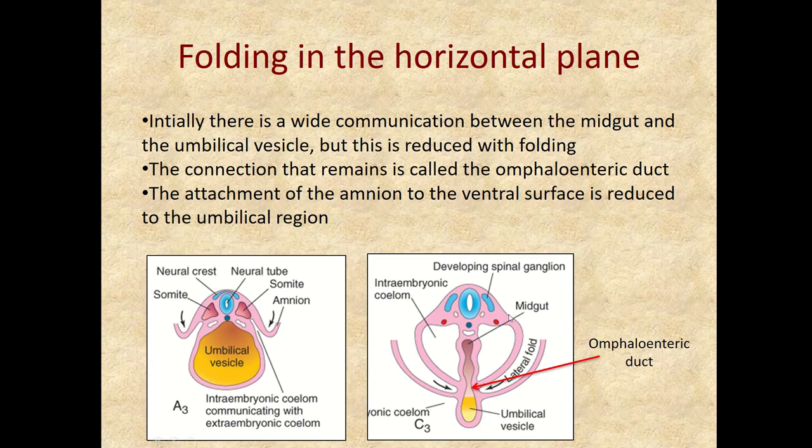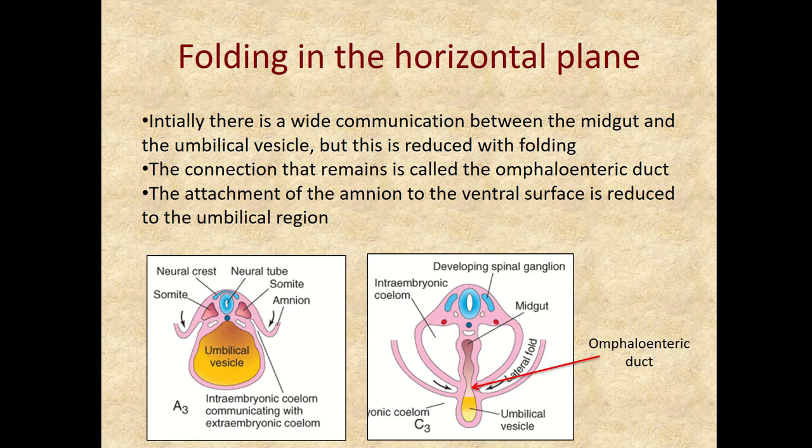And so before, you could see that we had a very big communication here between the midgut and the umbilical vesicle. And then as these folds come together, it really pinches it down. So now we have this little tiny communication, and that communication is called the vitelline duct, or omphalo-enteric duct. Not hugely important function-wise, but you'll see that in figures. You might wonder why we haven't mentioned it. So really, that's just the leftover communication between the umbilical vesicle and that midgut that got incorporated into the embryo.